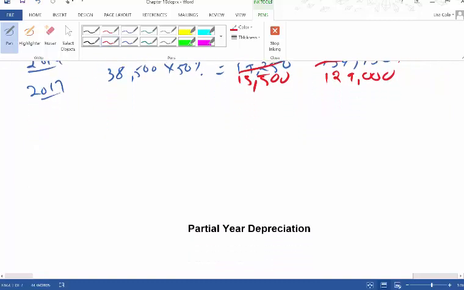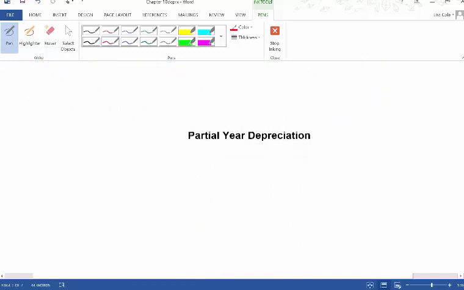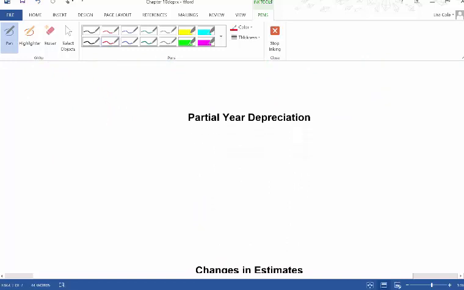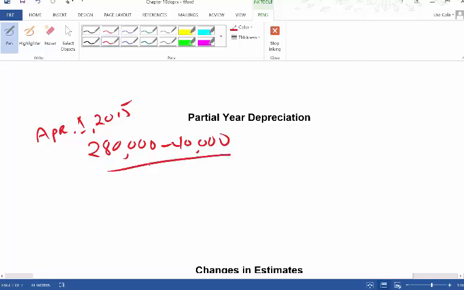Last two things. We have partial years depreciation. Everything we've done thus far in the examples has been as if we had 12 months of depreciation. But we often have partial years depreciation. So if I have an asset that I purchased on April the 1st of 2015, that cost me $280,000, had a salvage value of $40,000, and was a 5-year asset, then I would get depreciation of $48,000 per year.